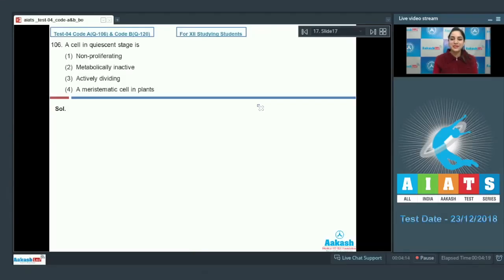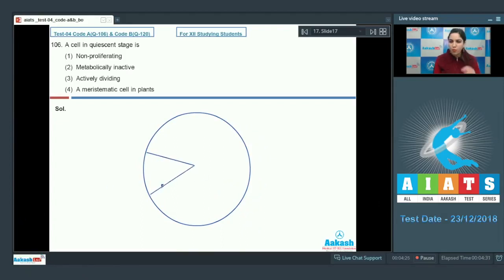Here we have question number 106. The question says, a cell in a quiescent stage is. Students, just to give you an idea, please remember that though a cell has two more important phases which we keep on talking about all the time, one is I phase, that is interphase, and the other is M phase. We should not forget a very important phase that goes by the name G0 phase. Yes, I'm talking here about the very distinct G0 phase.